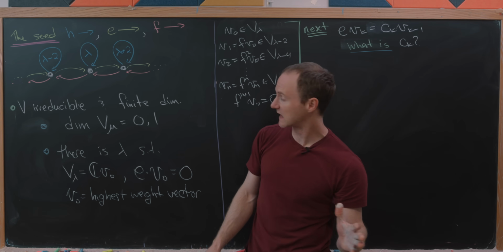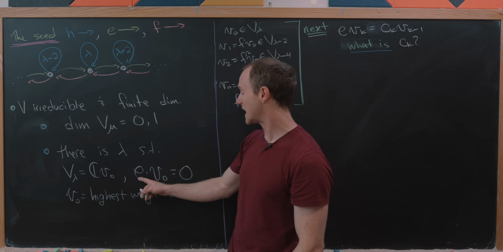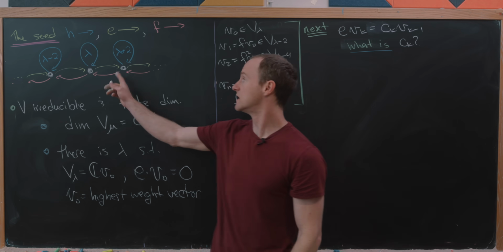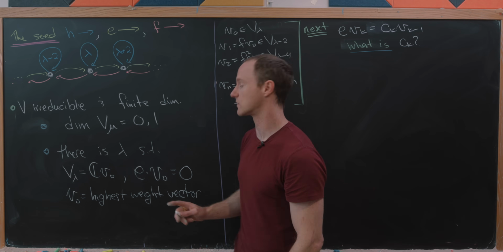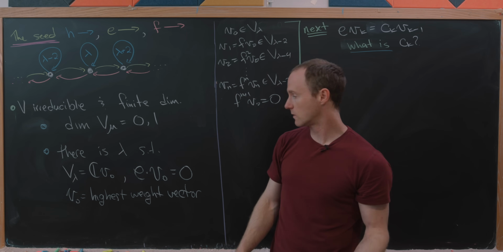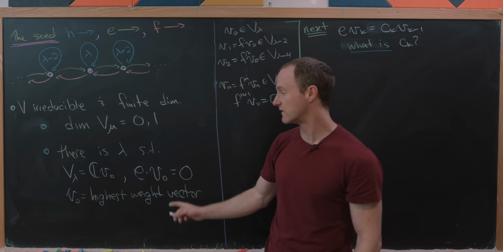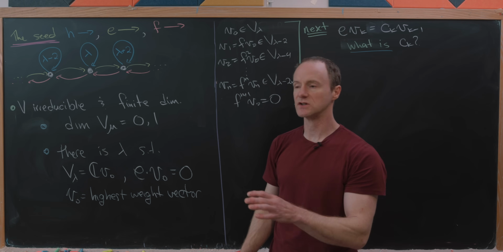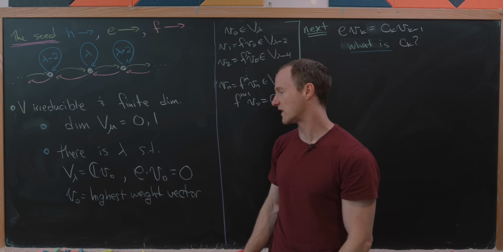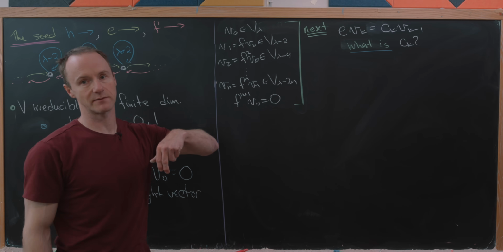And then the fact that it's finite dimensional means that there's got to be a vector v0 so that if we hit it with E, we get 0. Because if there's no such vector, then this chain will just go infinitely to the right. And so we'll call that vector v sub 0, and we'll call the weight attached to that vector, lambda, the highest weight. And the vector will be called the highest weight vector. So that means we've got a highest weight of lambda, and the highest weight vector is v0.